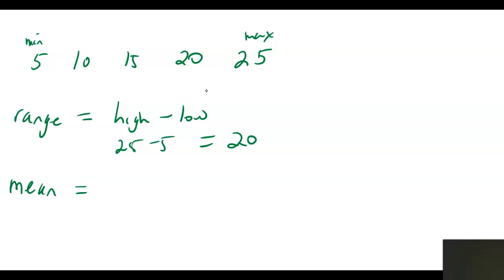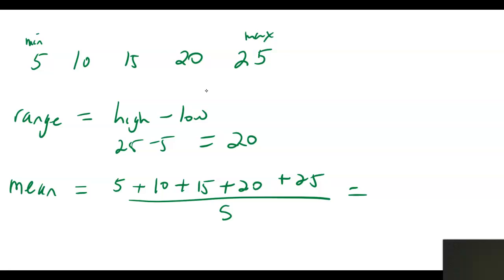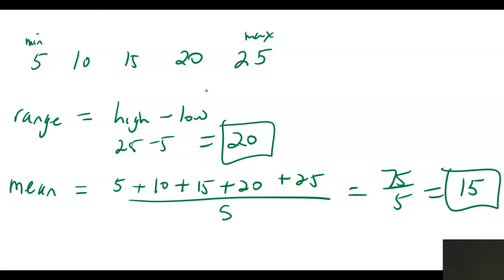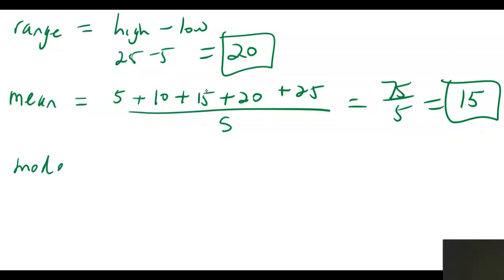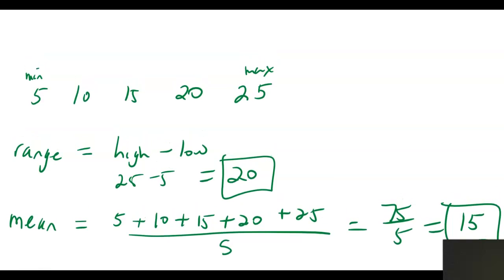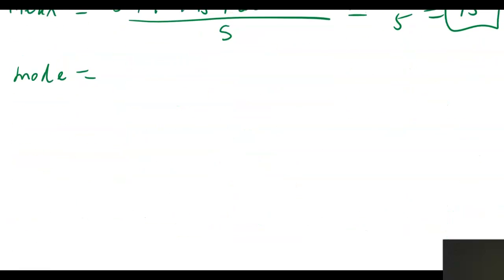The mean is the average. Add up all the data, so 5 plus 10 plus 15 plus 20 plus 25, and then divide by the number of data values, the number in your sample size, how many data points you have. We had 5 of them. So 5 plus 10 plus 15 plus 20 plus 25 is 75. Divided by 5, so the average is 15. We want to find the mode, what data value, if any, occurs most often, and each one of these occurs one time, so there is no mode.